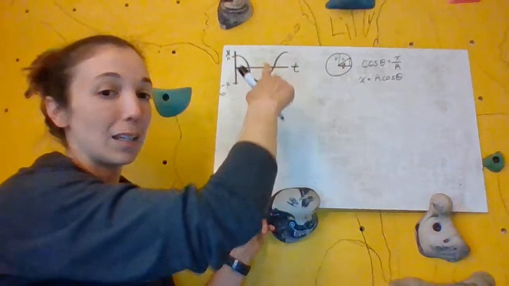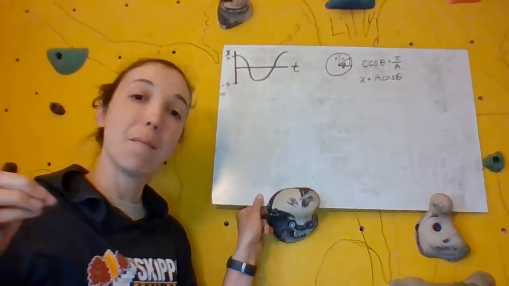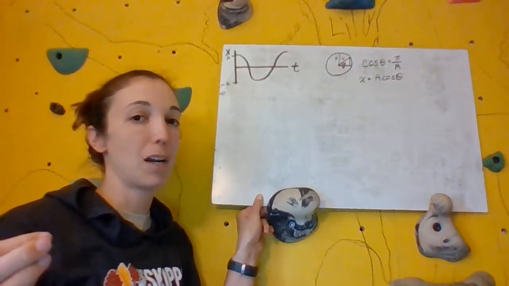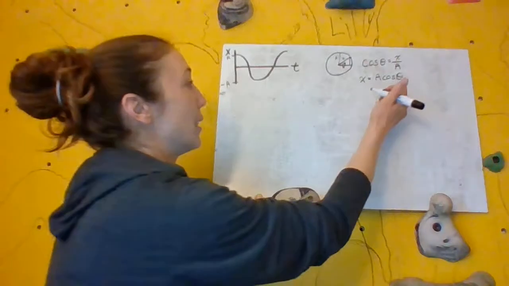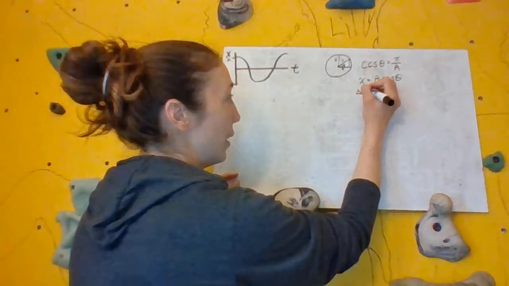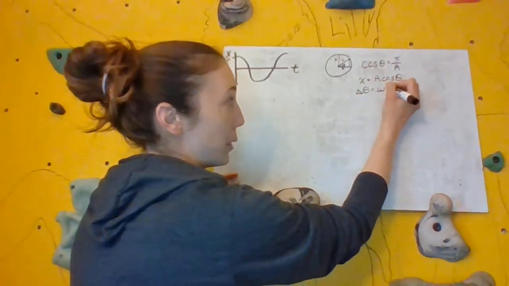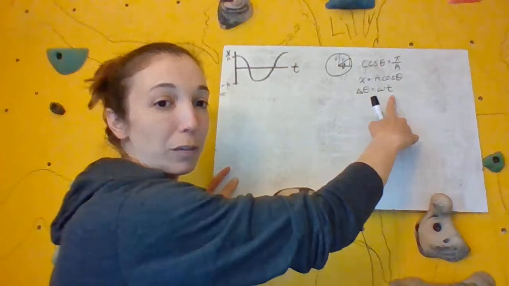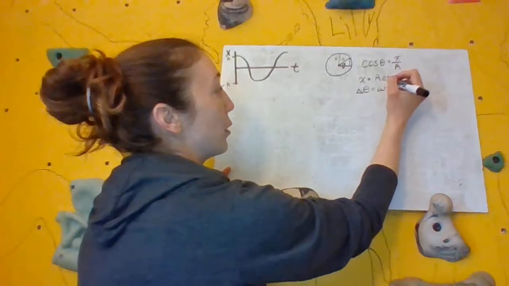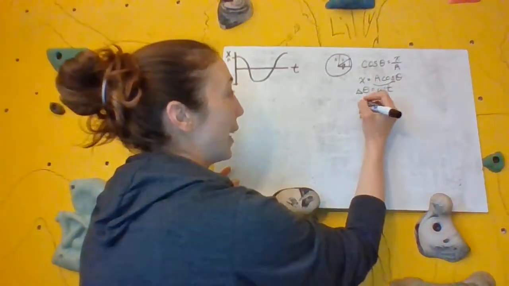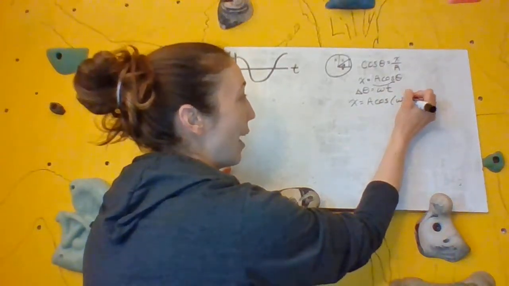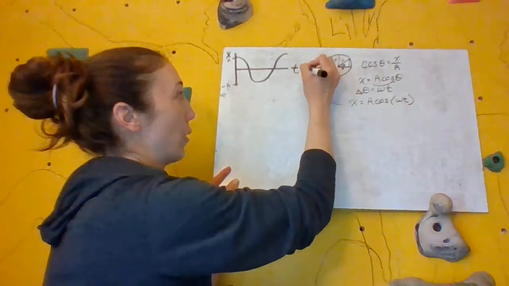So now when I apply that to this graph where I'm graphing it with time, I want to take my theta and put time in there. And we learned from our kinematics of rotational motion that delta theta is equal to omega times time. So this is my change in position equals velocity times time when I'm moving at a constant velocity. I'm going to replace that here, and then I get x is equal to A times the cosine of omega t. And that is the equation for this graph.